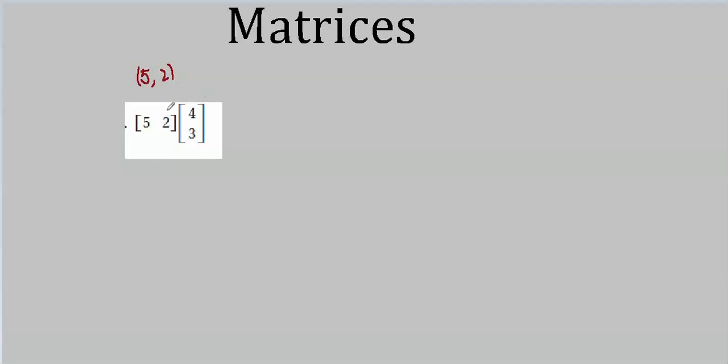But here we have, well, what is this? Row, column. This is a 1 by 2 matrix here. And what's this one? 2 rows, 1 column. This is a 2 by 1. Remember, the inner numbers have to match up. So we can multiply these two. We just, in a sense, turn these sideways and match them up.